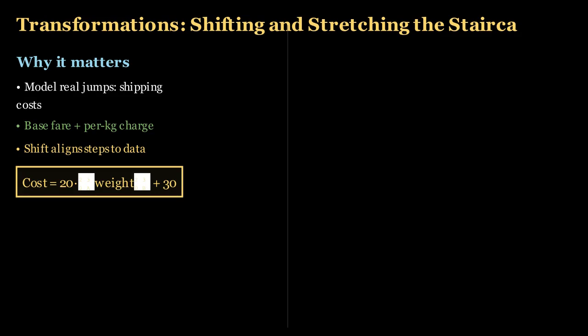Let's build each transformation from the ground up. First, adding a number k outside the floor, like floor of x plus 3, simply adds 3 to every output.